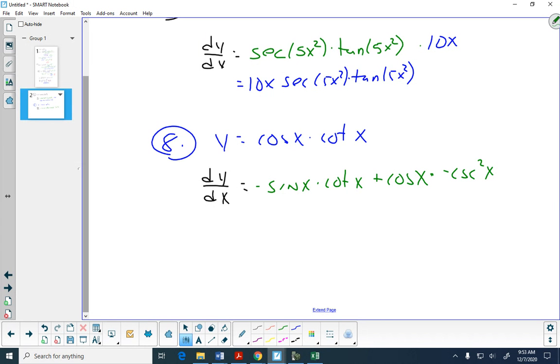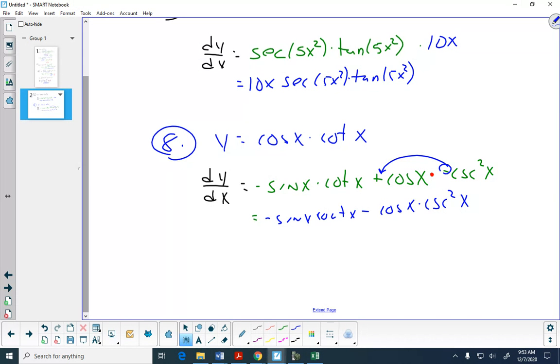Now what you have to really be careful of, this is still multiplication here. This is not cosine of x minus cosecant of x. This is cosine of x times the negative cosecant of x. So if I take a look, we have negative sine x times cotangent of x minus, I could take this negative and throw it out front, cosine of x times the cosecant squared of x. Now, this is fine to leave it this way.